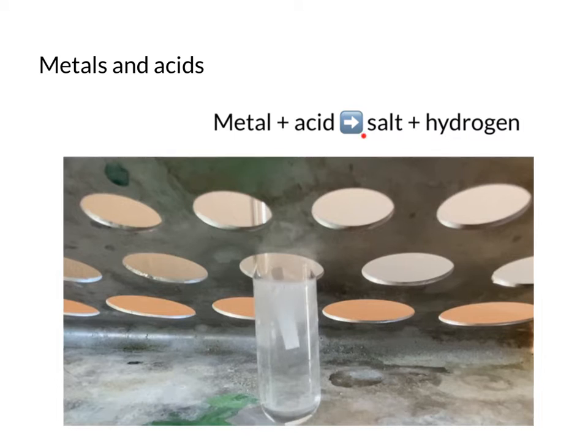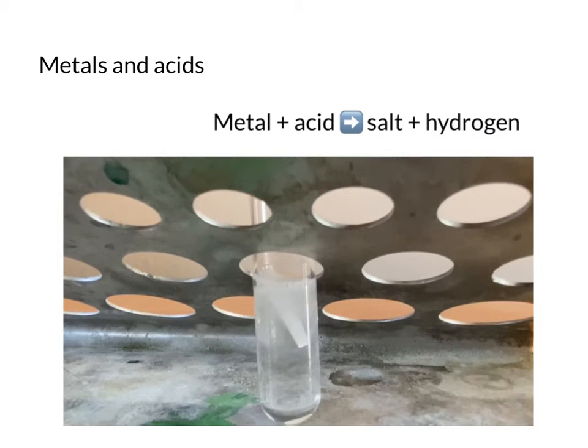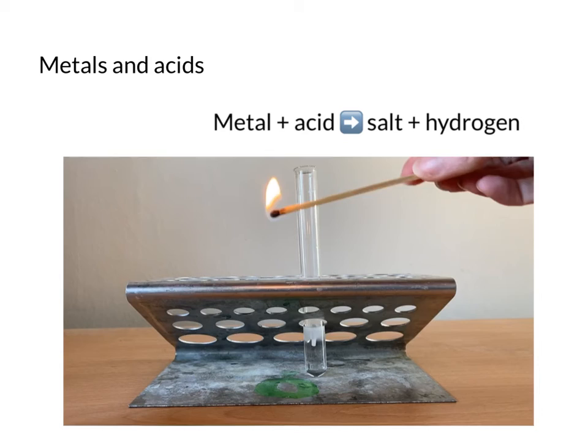If we look at the general formula above, we can see that when you add a metal to acid, you get the salt and also hydrogen. Of course, we can test for hydrogen by using a lighted splint. That lighted splint will give a squeaky pop if hydrogen is present.